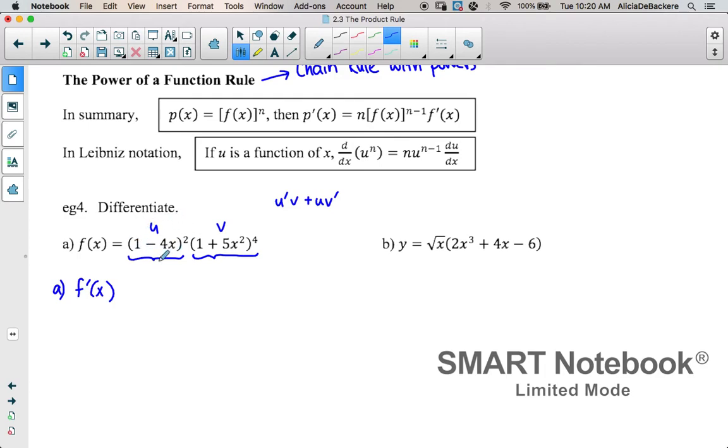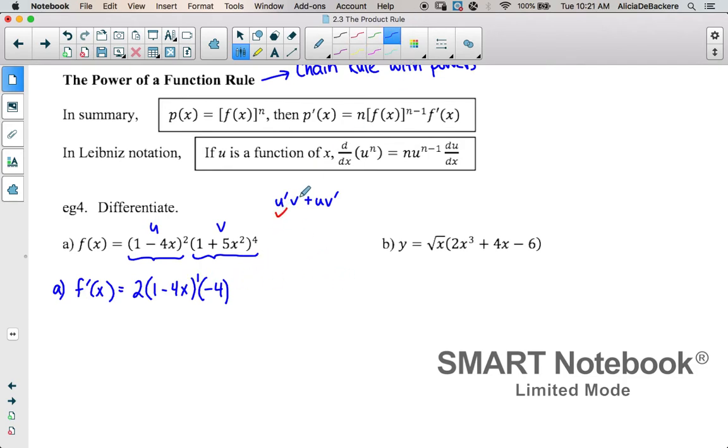So taking the derivative of u, the first thing, it's a power of a function. So I'm going to take that 2, bring it out front, leave the bracket alone, and subtract 1 from the exponent. And then I'll take the derivative of the inner function. So taking the derivative of 1, that's 0, and taking the derivative of negative 4x, that's negative 4. That is just u prime. So we still got a lot more to go here.